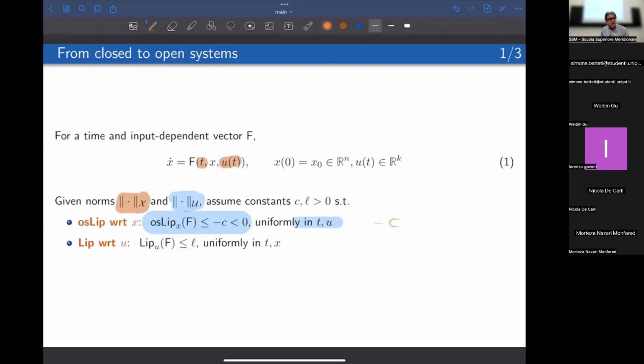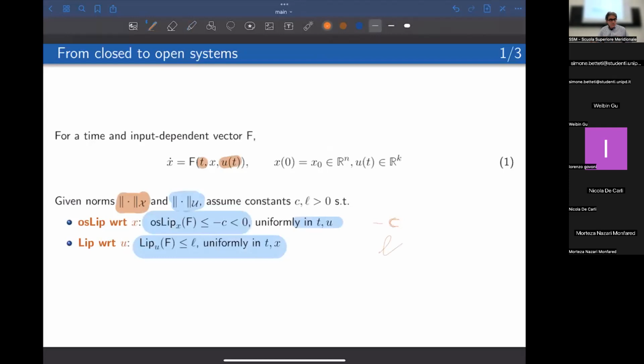And then the input U affects the state. My assumption will be that the input U affects the state, but does so in a way that is Lipschitz. So if the input U changes, the vector field F will change. The amount that it changes is upper bounded by L times the variation in the input.